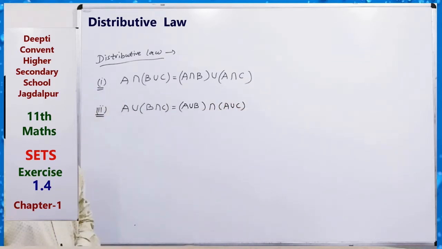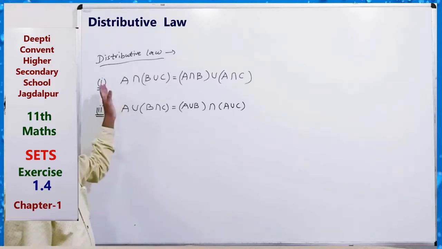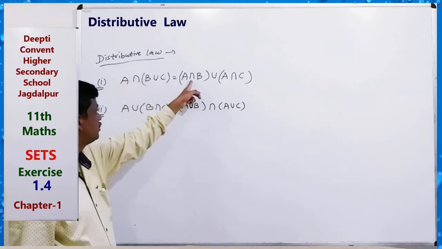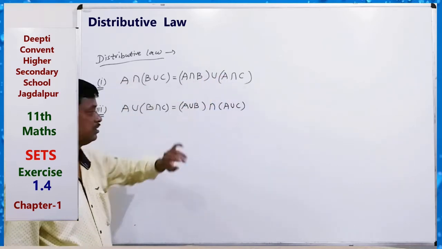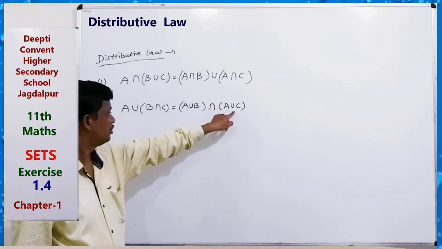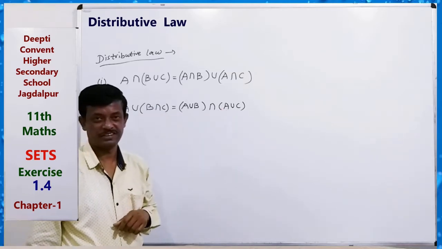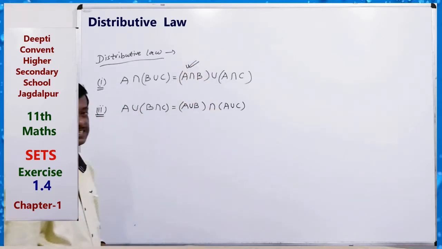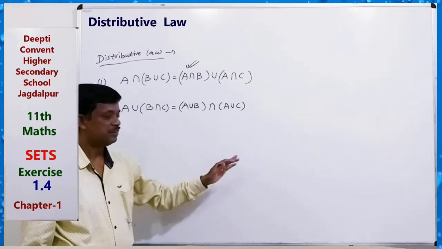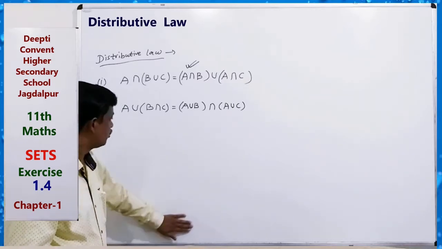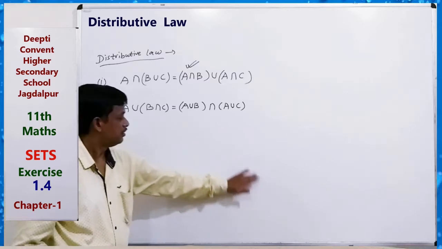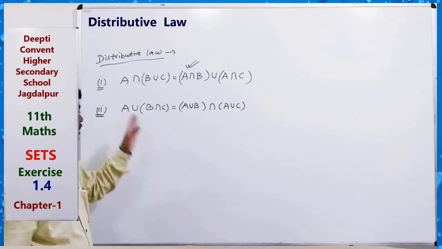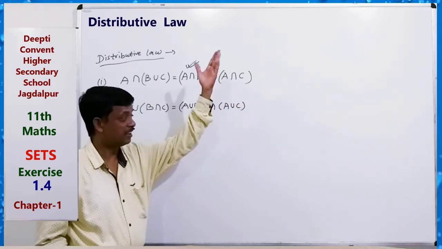These are two rules, properties of union and intersection. Intersection distributes over union. Union distributes over intersection. These two properties can be proved by using the rules or properties of sets. Also, we can prove it diagrammatically.